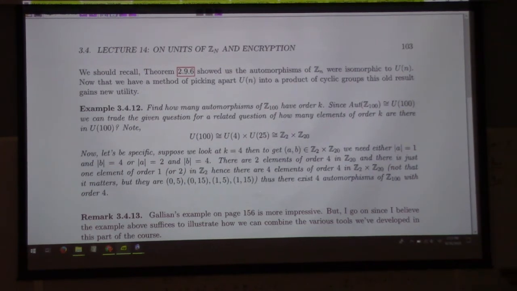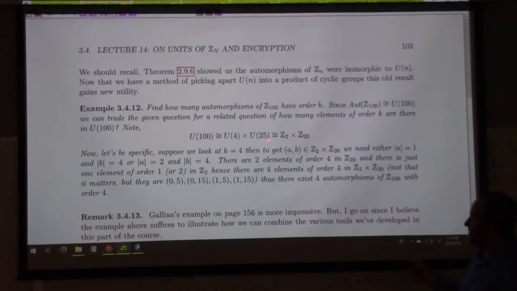So here's a question. How many automorphisms of Z100 have order k? All right. Well, since Aut Z100 is isomorphic to U100, we can trade the question for the related question of how many elements of order k are there in U100. But that's actually very manageable because we can trade U100 for U4 cross U25, which is Z2 cross Z20. And then the question is how many elements of order k are there in here, you know? Well, take a specific example.